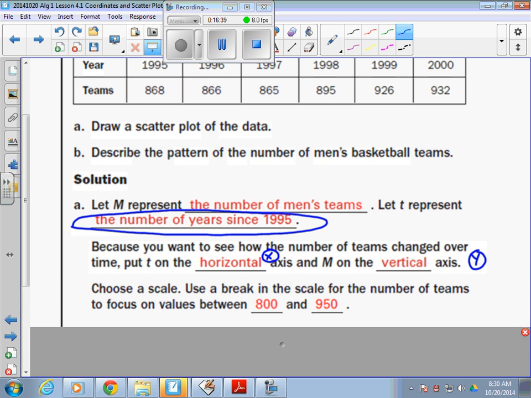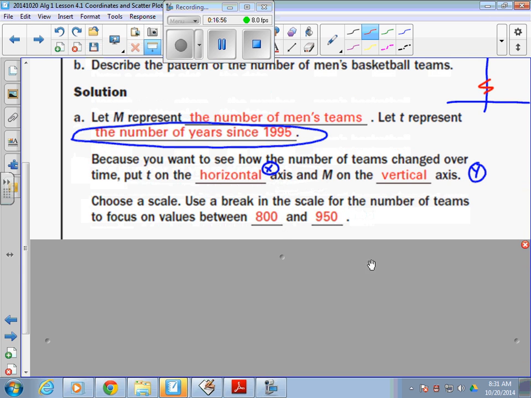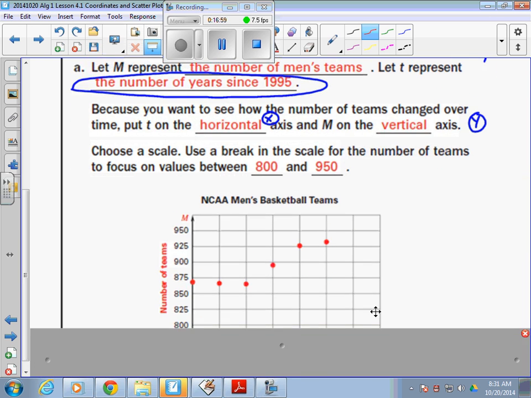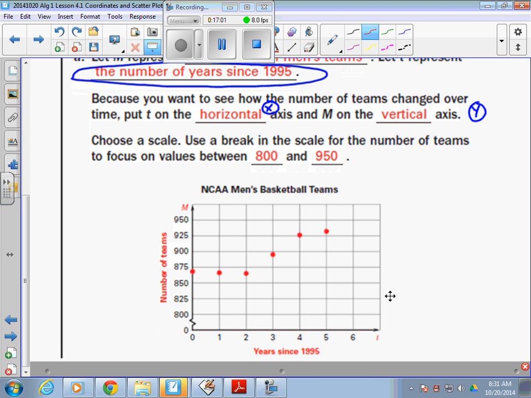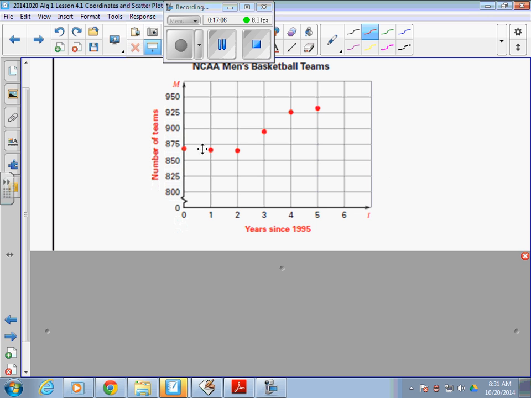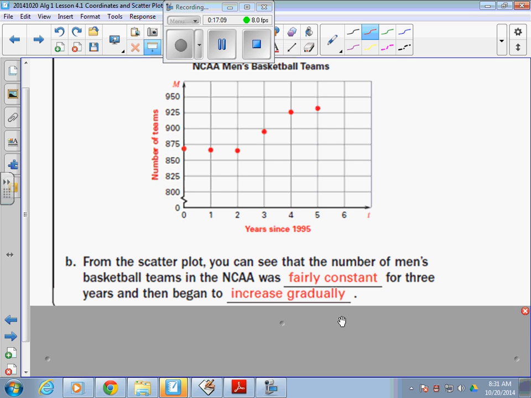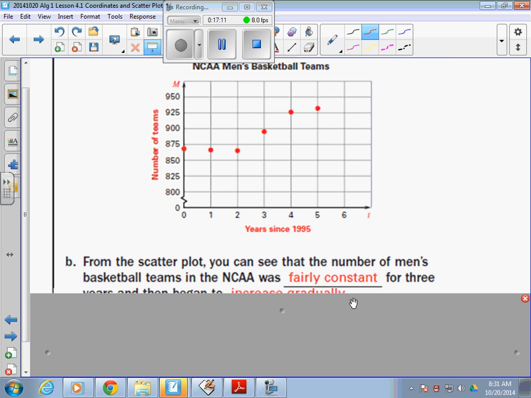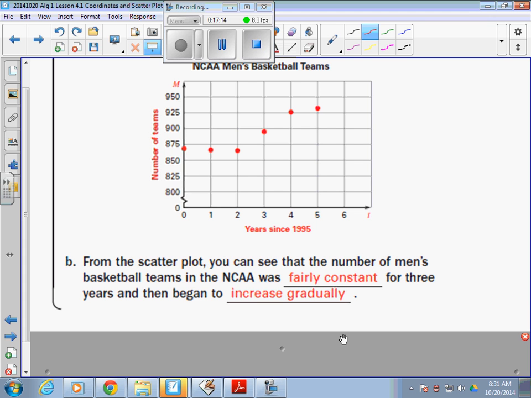It says choose a scale. Use a break in the scale. When you're drawing your plot, a break just simply looks like this. You just draw it like that so you don't have to show all of the values below 800, because you're focusing between 800 and 950. You already have this part right here done for you. Okay, and the last part that you need to get is what everything represents. Notice it stays fairly constant, fairly consistent, for those first 3 years. And then it starts to increase gradually.